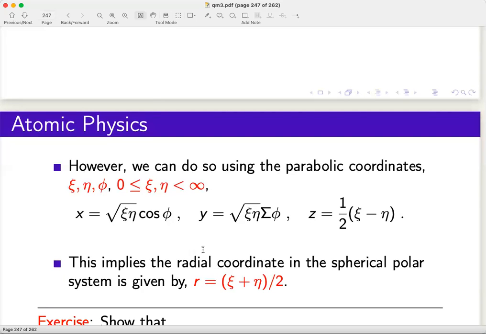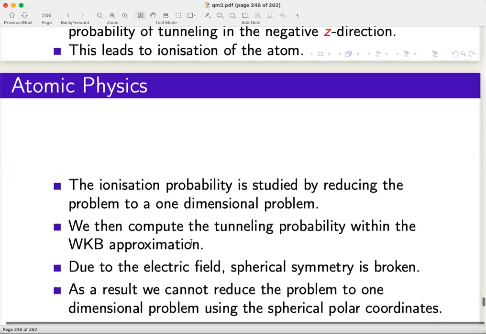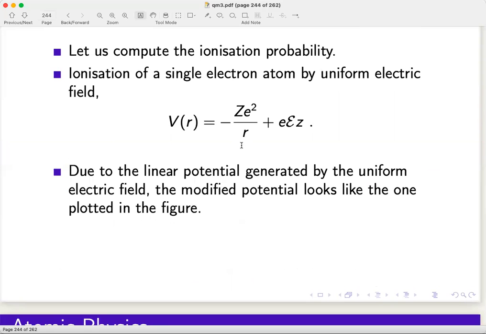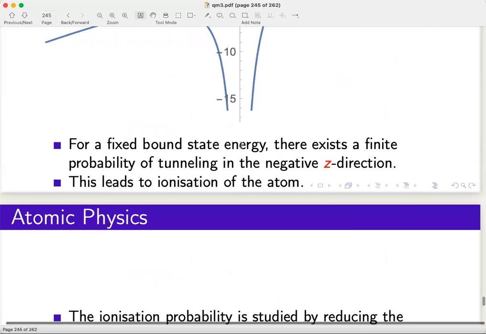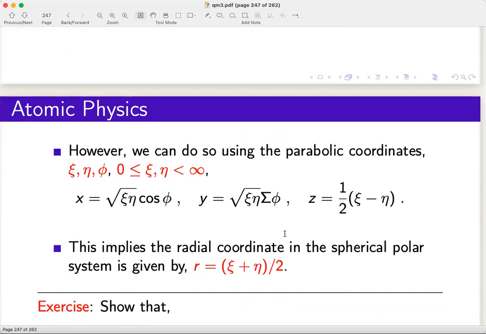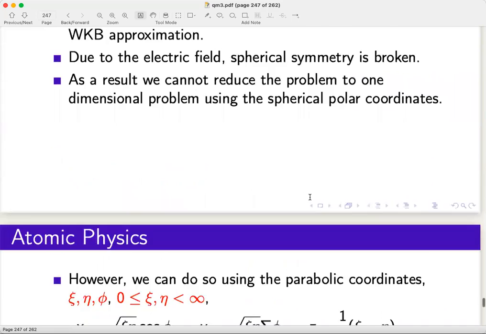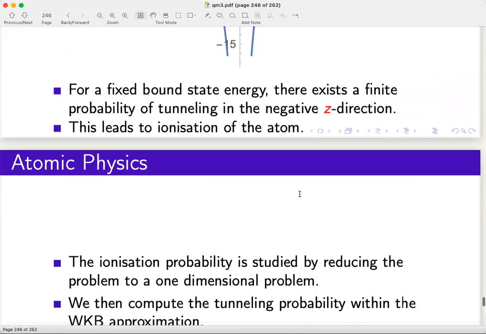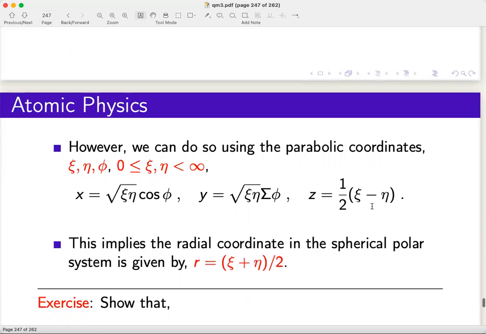So the radial coordinate which is there in our problem can be written in terms of the parabolic cylinder coordinates as xi plus eta by 2, whereas z, which is the other coordinate which appears in our potential, can be written as xi minus eta by 2. So both these quantities can be written in terms of xi and eta in terms of simple functions, and not too complicated a thing.